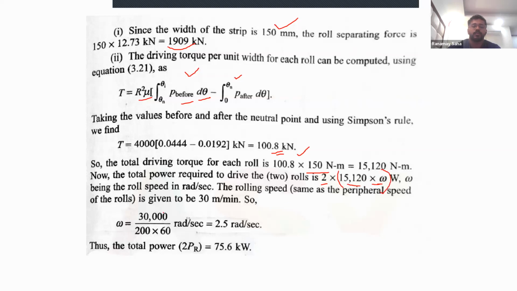The omega value you can always find out because your RPM is given in revolutions per minute, so you have to convert it to angular speed as 2 pi N by 60. From that you find 2.5 radian per second as your angular velocity, and then you can simply find your total power, 2T omega, twice torque into angular velocity. I hope this part is clear.